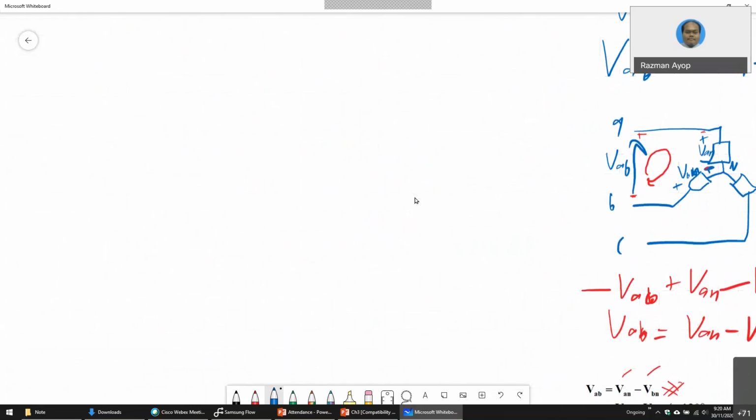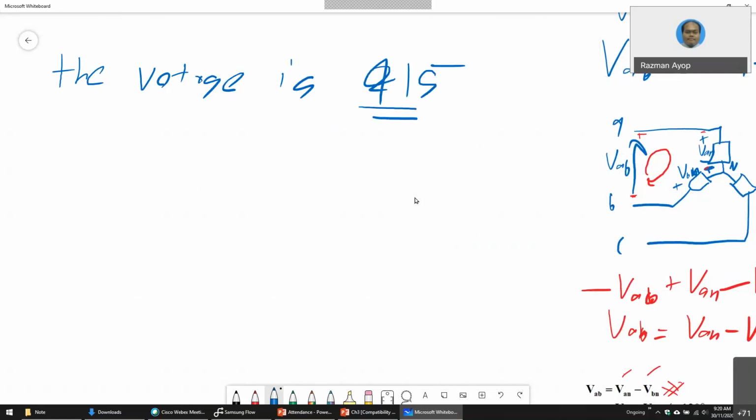Okay, I give you another example. For example, the question is the system voltage is 415. If they give the voltage as 415, it means that this one is the line voltage. Always assume if they give the voltage, it is the line voltage, except if they tell you it is the voltage source. If they just say the system voltage is 415, it means that it is the line voltage.